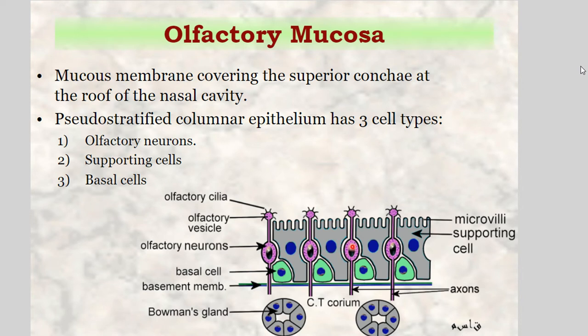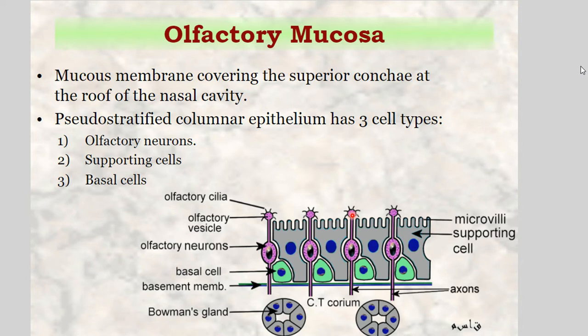These are bipolar neurons, and they pass between the sustentacular cells. This is the sustentacular cell, this is the sustentacular cell. They pass between the sustentacular cells to the mucosal surface, where they terminate in a small bulbous enlargement called the olfactory vesicle. It is a bipolar neuron passing in between the sustentacular cells and ending up in an olfactory vesicle.